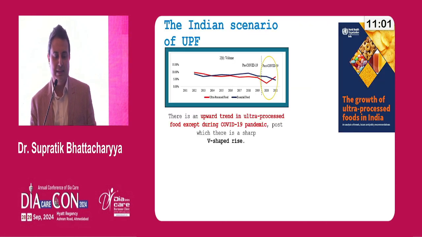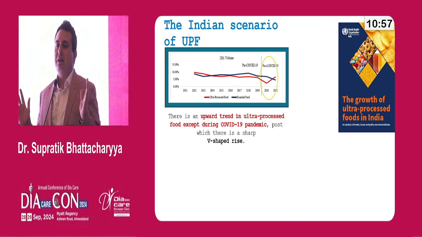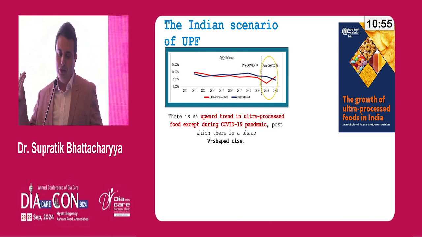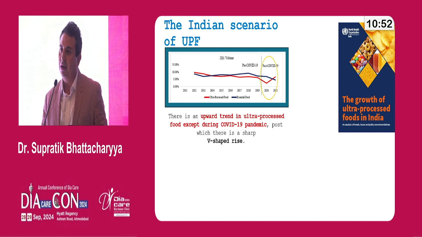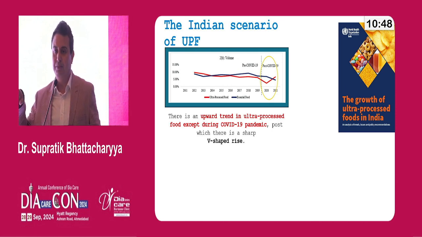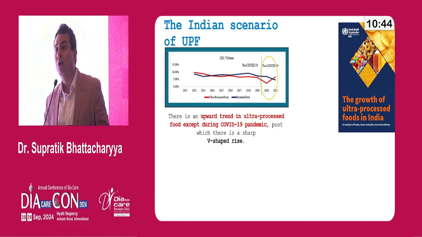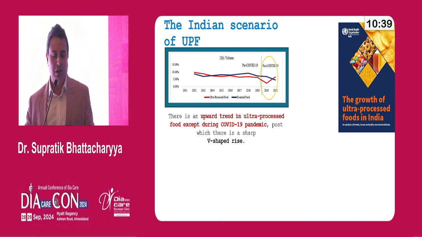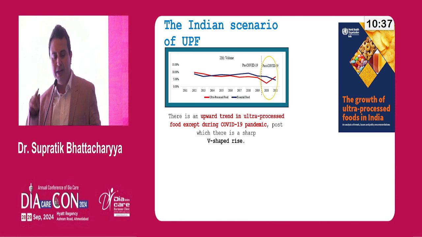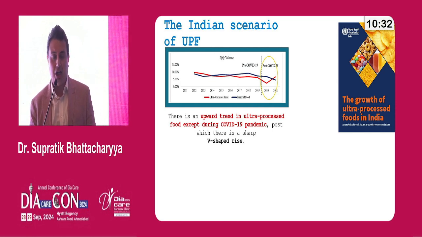Now, let's look at the Indian scenario. It's a very typical V-shaped curve. In general, there's an upward trend in the consumption of ultra-processed food, except for the time when we had COVID. There you see a typical dip because we were staying at home, consuming home-cooked meals, and not going out and buying this food. So there was a typical dip during the COVID times. But again, we see a very sharp rise post-COVID as well.